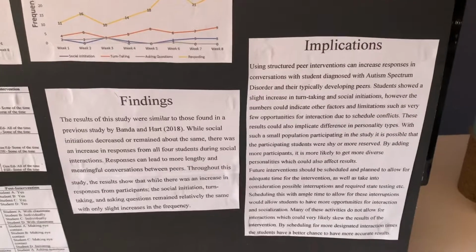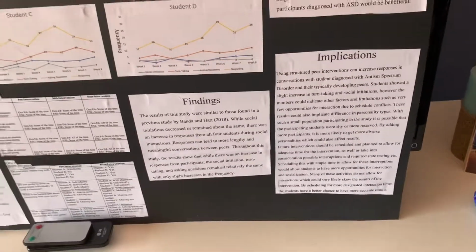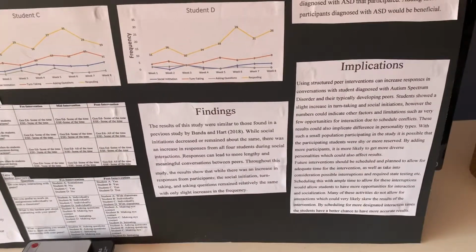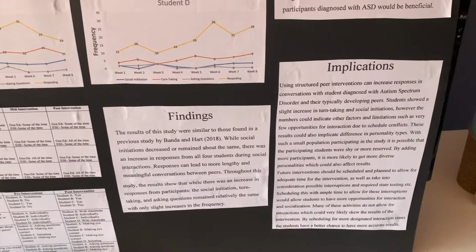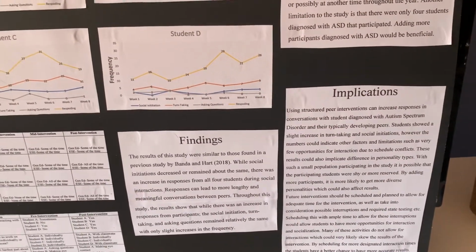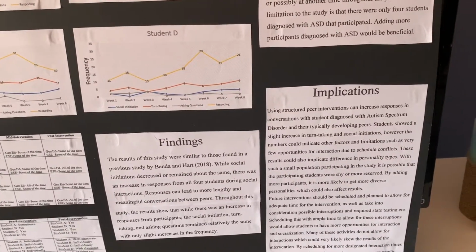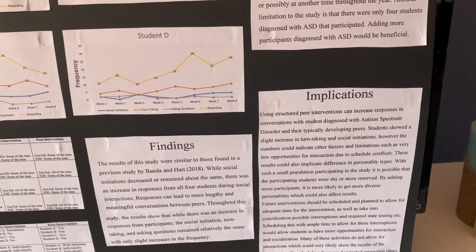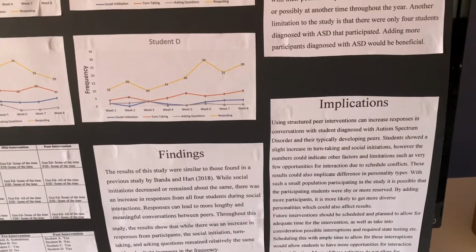Implications. Using structured peer interventions can increase responses in conversations between students diagnosed with autism spectrum disorder and their typically developing peers. Students showed a slight increase in turn-taking and social initiations. However, the numbers could indicate other factors and limitations, such as very few opportunities for interaction due to scheduling conflicts. These results could also implicate a difference in personality types.